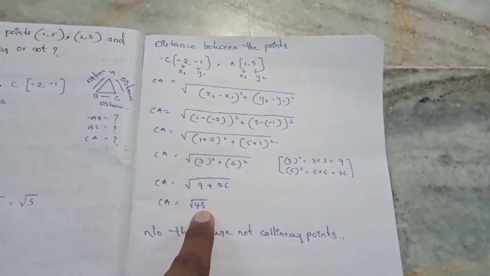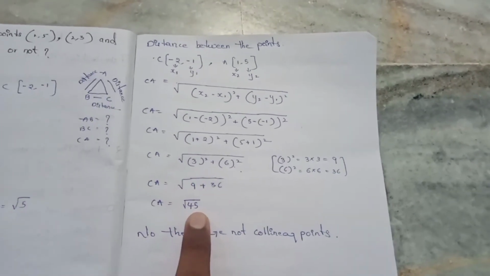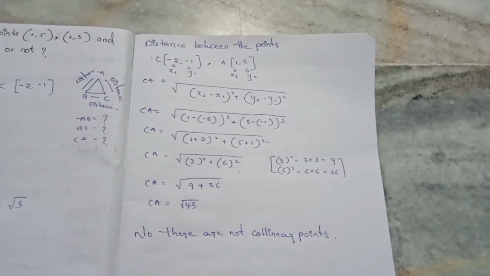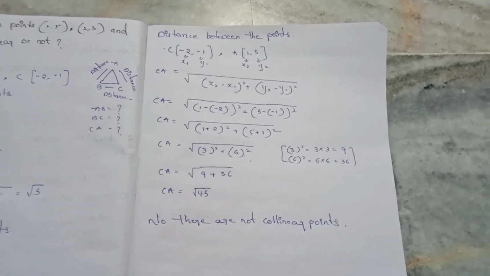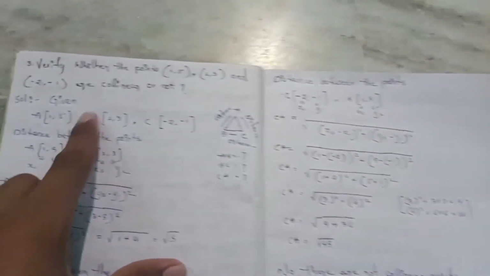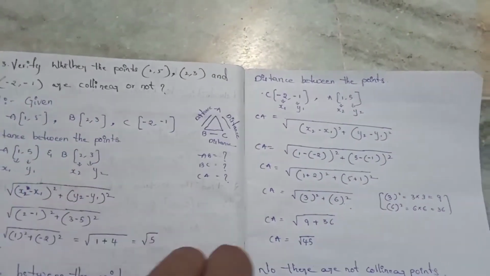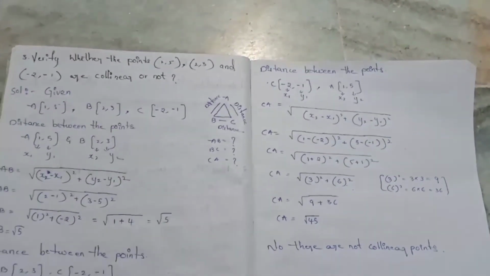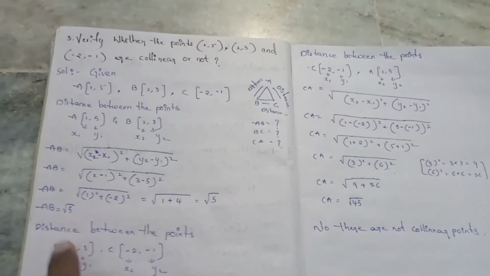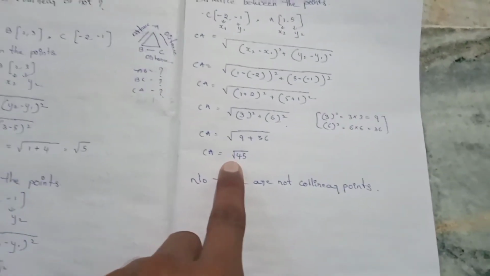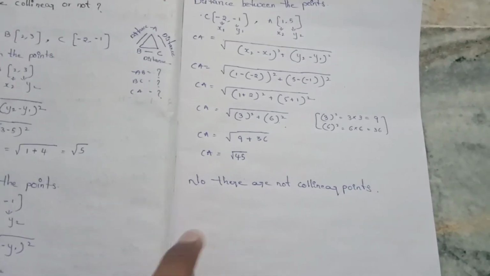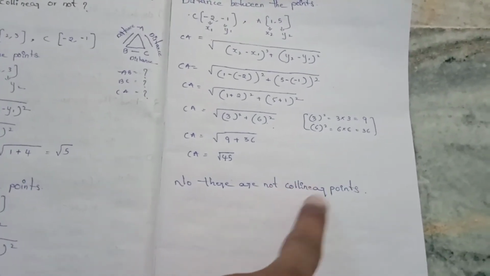So 45 can't be written in the form of squares and it can't be written in the form of the 2 table either. So here it is final. And what is asked is to find out whether they are collinear or not, whether they are equal or not. See here, AB is root 5, BC is 4 root 2 and CA is root 45. Are they equal? No, they are not collinear points.